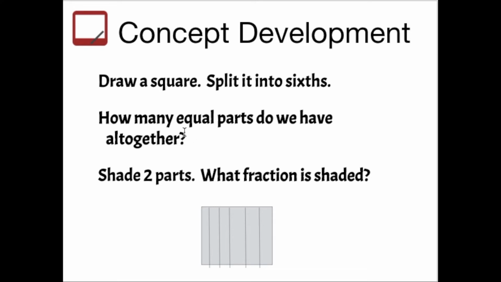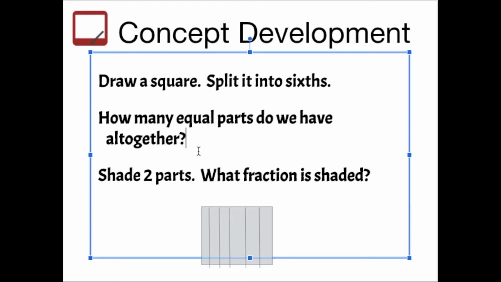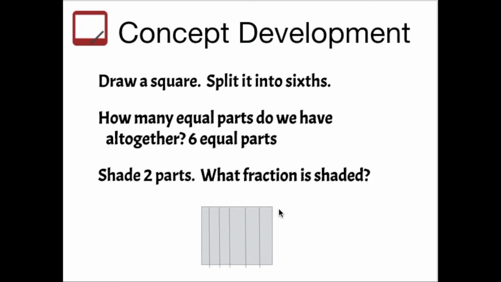The question says, how many equal parts do we have altogether? Well, we split it up into 6ths, so that means we have 1, 2, 3, 4, 5, 6 equal parts. We have 6 equal parts. We're going to shade in 2 parts.